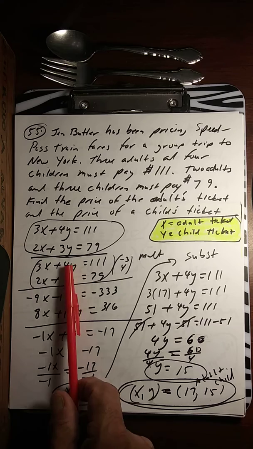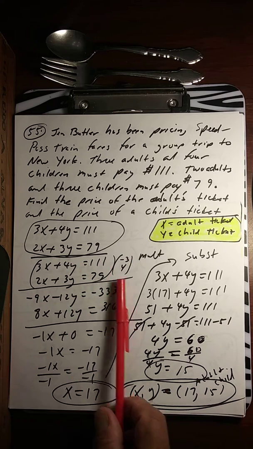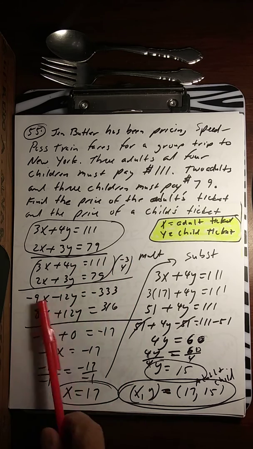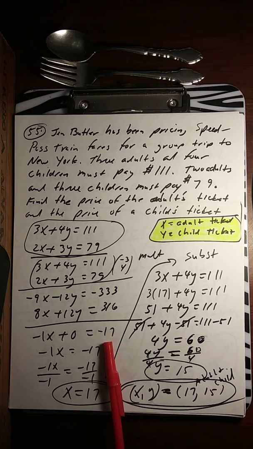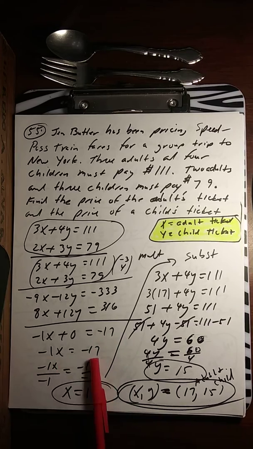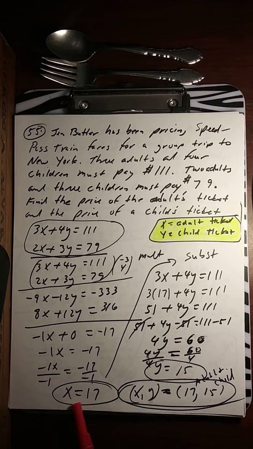Multiply by negative 3 and 4, these numbers right here. So that's going to be this one and that one. So we have these numbers. So now, this is going to be negative 1x. 12 minus 12 is 0, and that's going to be 17 negative. Divide by negative 1, divide by negative 1. So these are gone, so you have 17.